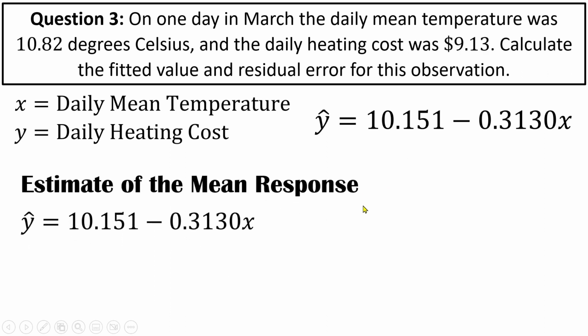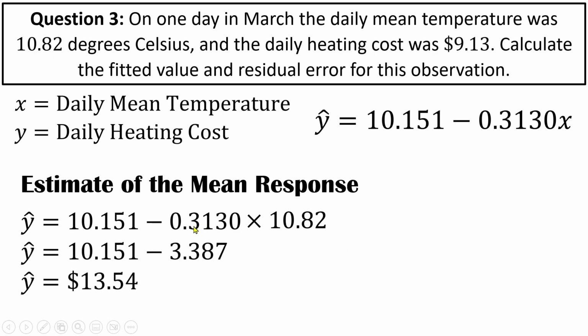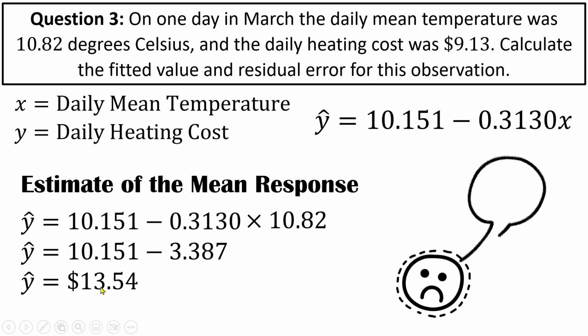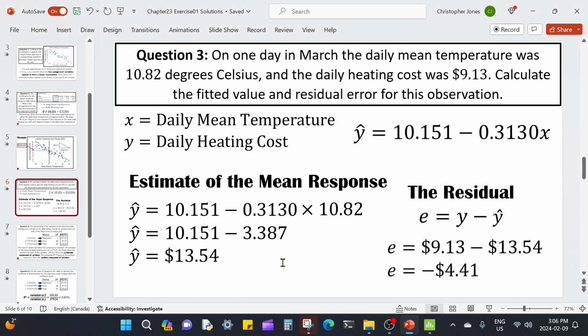This is our equation for the line of best fit for our data. And so to get an estimate of the mean response, we take this equation, and in place of X, we put in the X value that was given, 10.82 degrees Celsius. And so once we do that, we just have to multiply these two numbers together. This is the slope, the minus 0.313. Multiply that with the temperature that's given, the daily mean temperature. We get 3.387, and we subtract that away from the constant, and in the end, it says here 13.54. Clearly, that's not correct. Let me just go back and fix that. It appears that I added instead of subtracted, which is a bit silly, but that's okay.